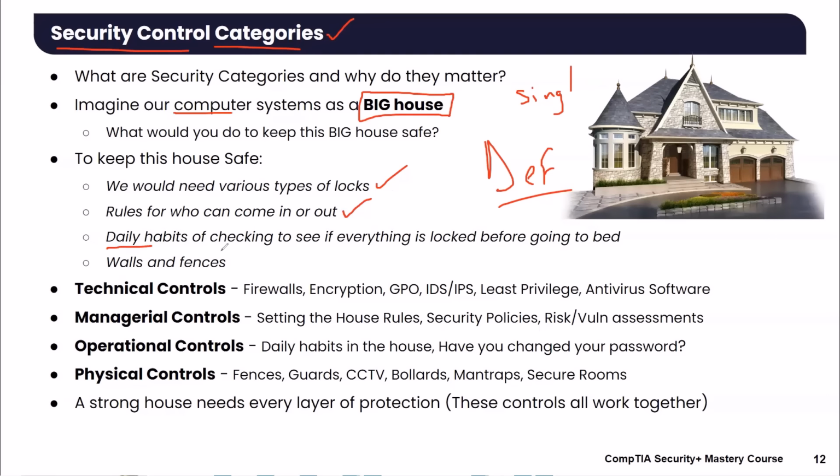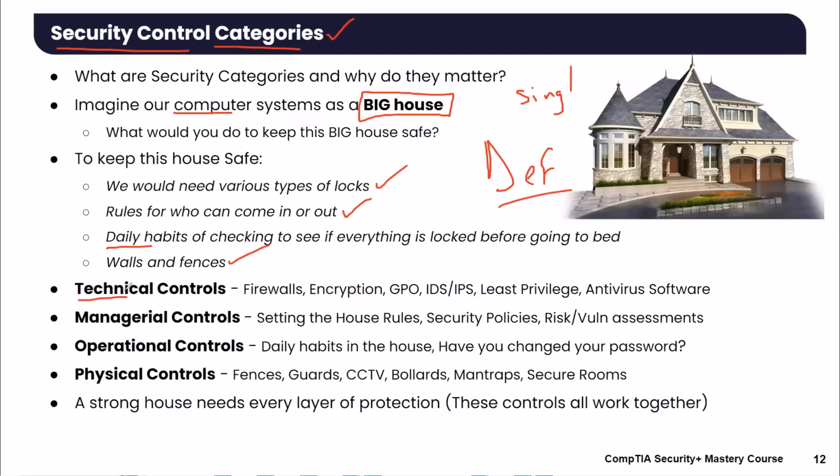I might even have daily habits of making sure before we go to bed that I check everything, making sure that all the doors are locked, that everything is really locked up. And then I might have fences, I might have walls, all kinds of stuff in order to secure this house. Well, that's the same thing with security categories. Security categories are the big picture. We have functions, things that are a subset of these big pictures, but what we have is a couple of them.